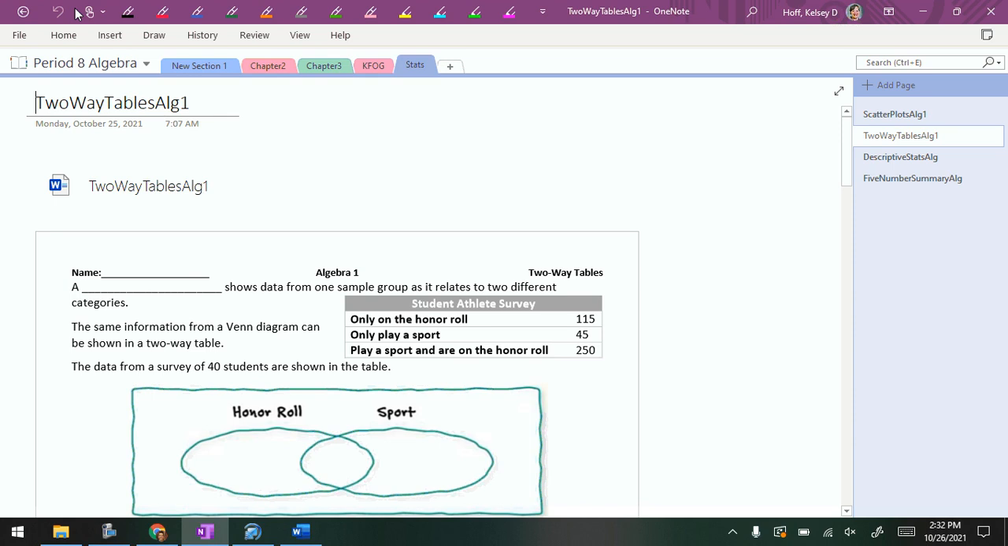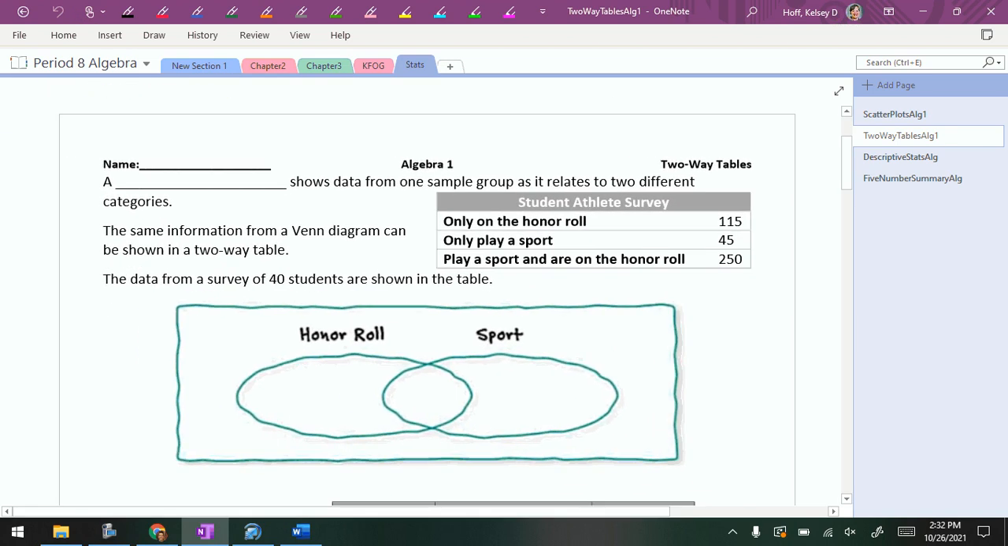Again, we're working with statistics from 8th grade. So now we have a two-way table. It shows data from one group as it relates to two categories. Right now we're not going to start with the two-way table. We're going to start with some data and talk about it. The same information from a Venn diagram can be shown in a two-way table.